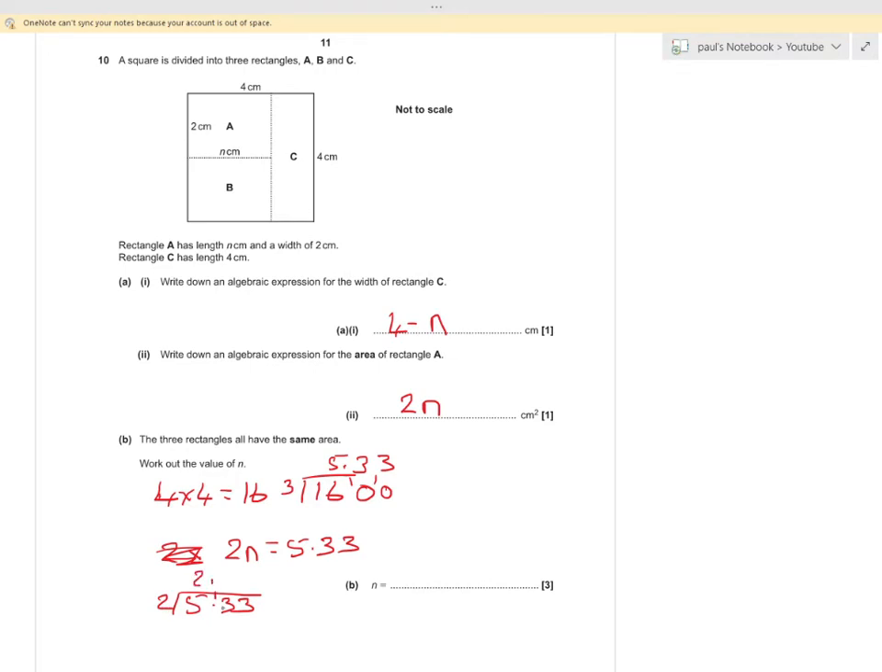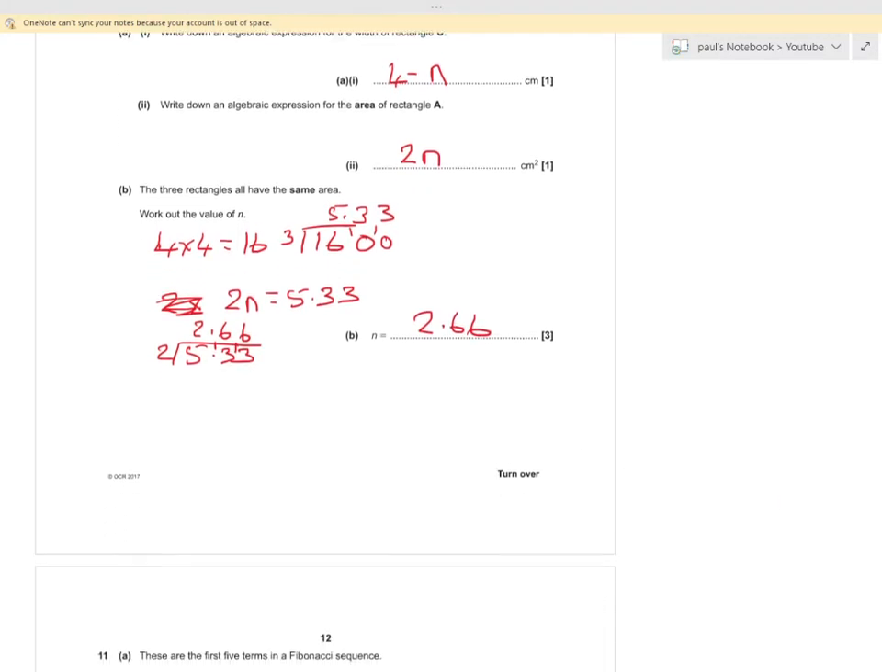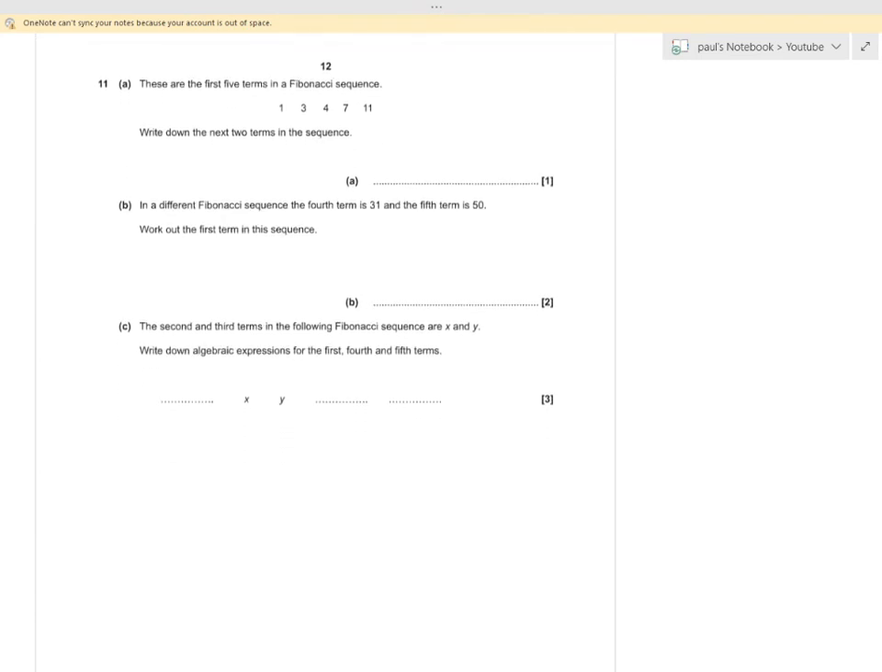2 sixes are 12, 1 over. 2.66. I'll go for 2.66. Yeah, a bit complicated, that one.